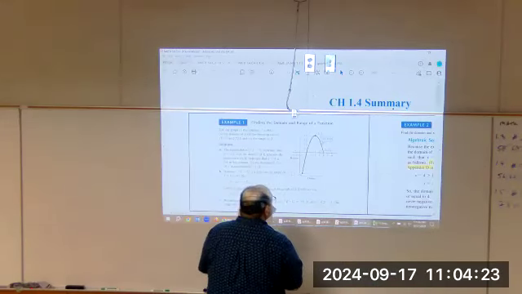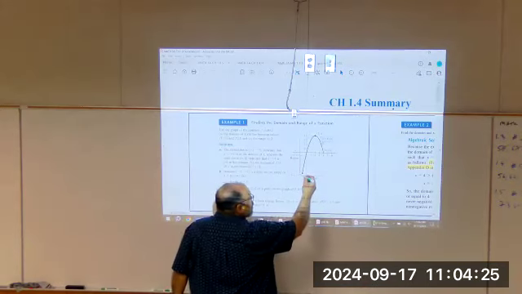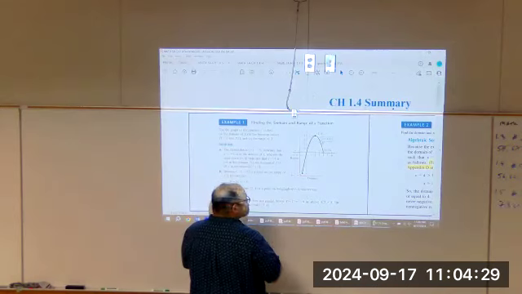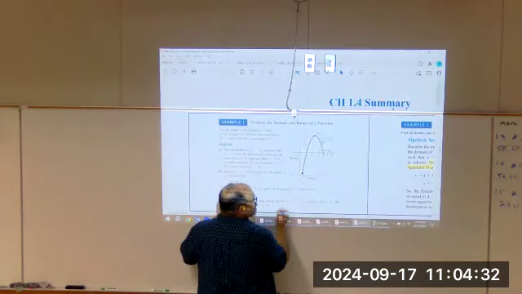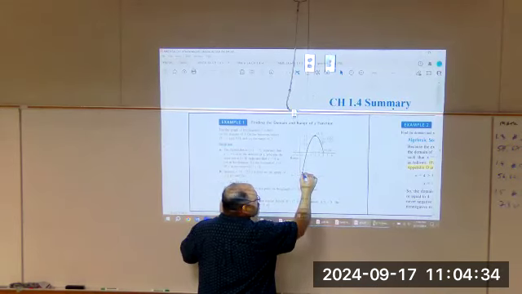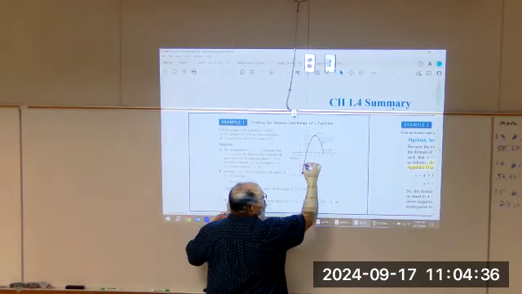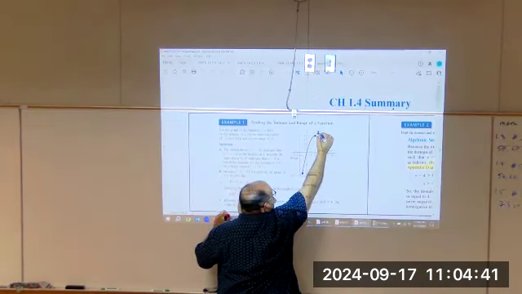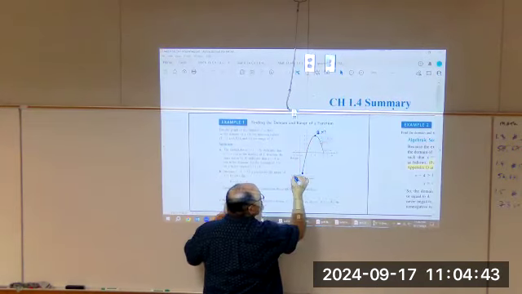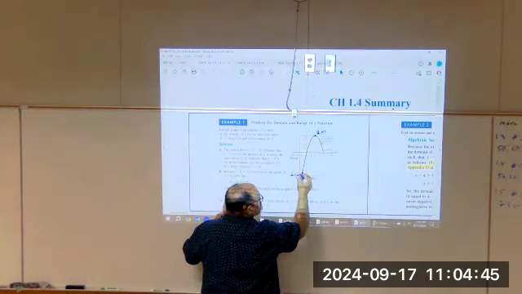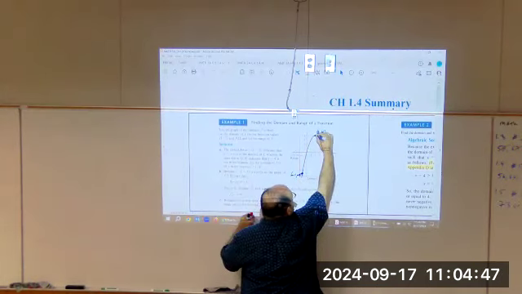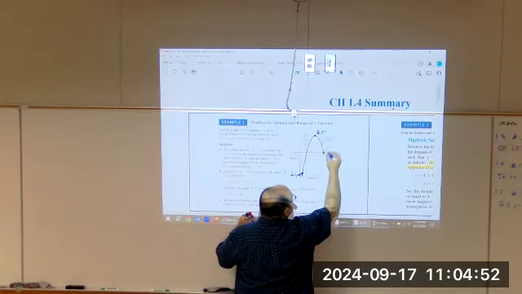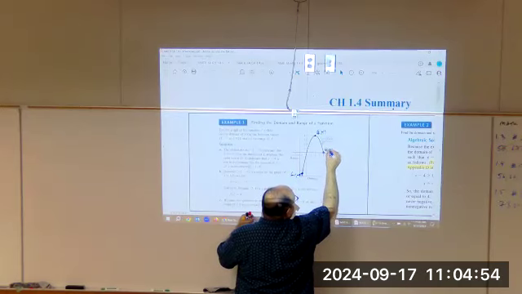This graph starts here at negative 1, negative 5. Starts right there. And it goes up all the way to this point right here, 2, 4. And then it comes back down all the way to this open circle, which is at 4, 0.